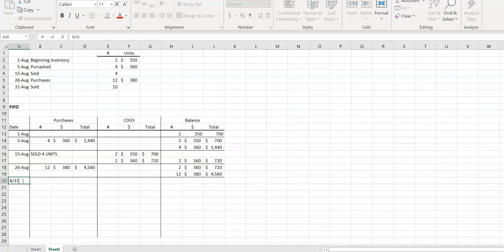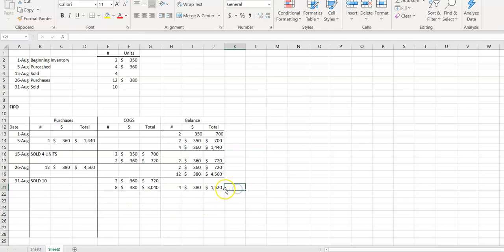All right, then I sold on August 31st, I sold 10. Okay, so I'm going to start with my 2. It's first in, first out. So I'm going to get rid of that 2 that I had already. And then I need 8 more to get to 10. They're going to come out of the 12 at $380. And so my 12 minus the 8, I have 4 left at $380. And then that's it for the month.